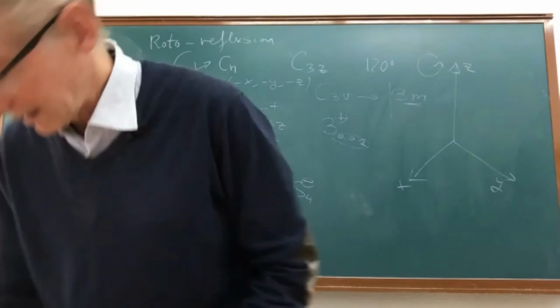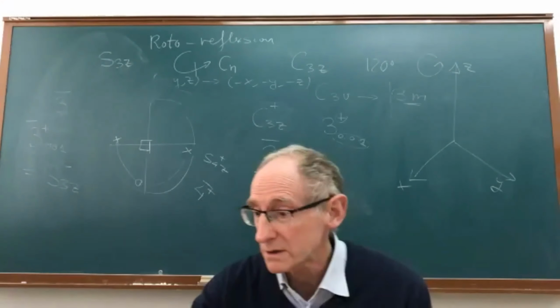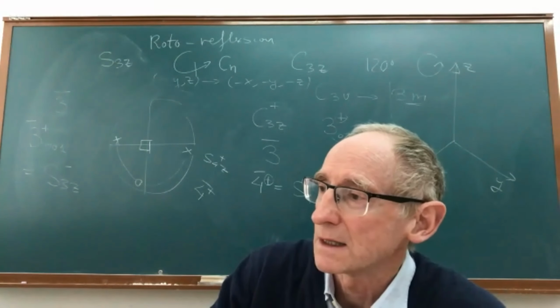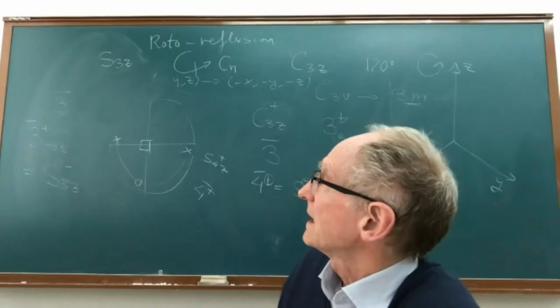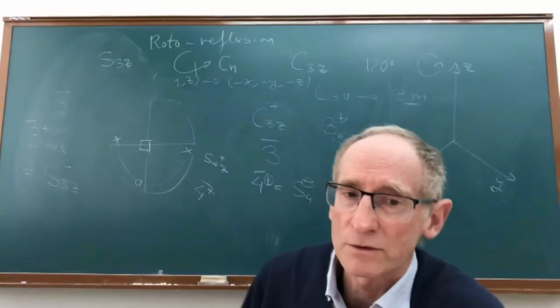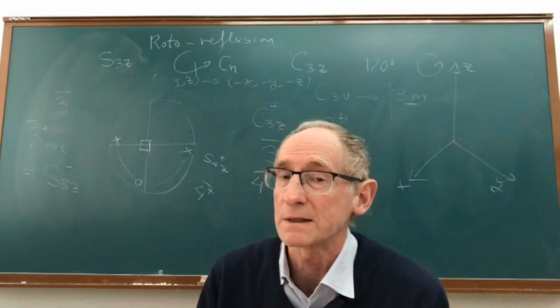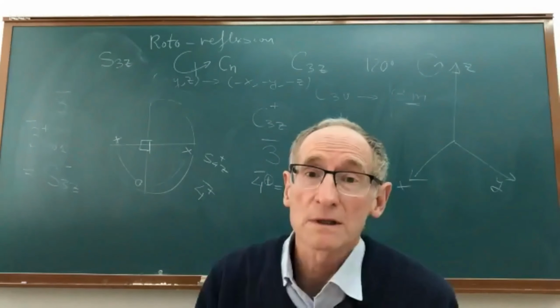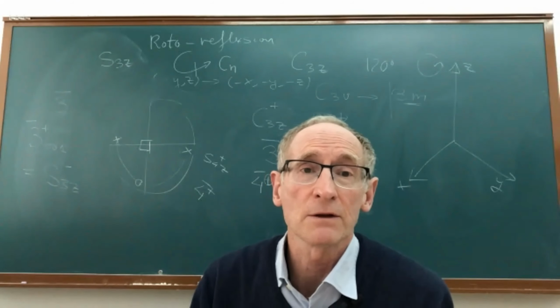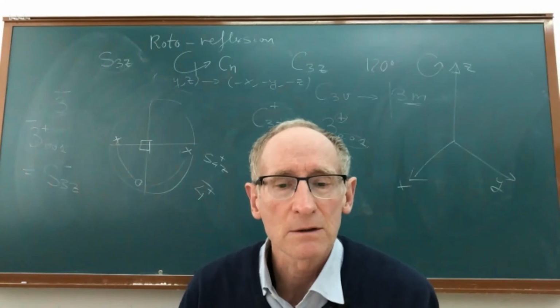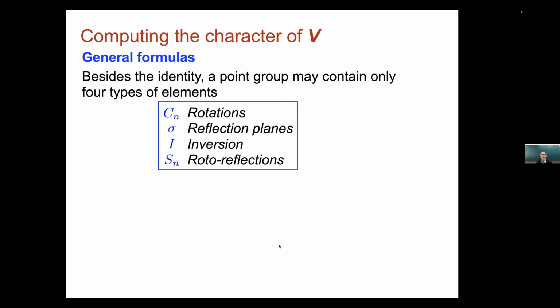But you should be careful because depending on the set of tables, the ones we are going to use are from Bradley and Cracknell, and they are based on rotoreflections, so they use rotoreflections all the time. But if you go to the Bilbao Crystallographic Server, you use the other notation. So you have to be careful. Okay, are you seeing the slide right now? Yeah. Oh, I forgot to remove it.